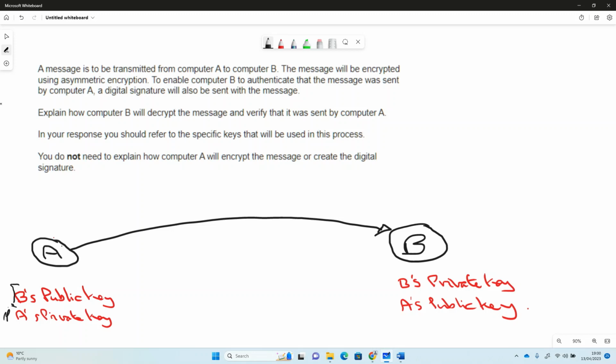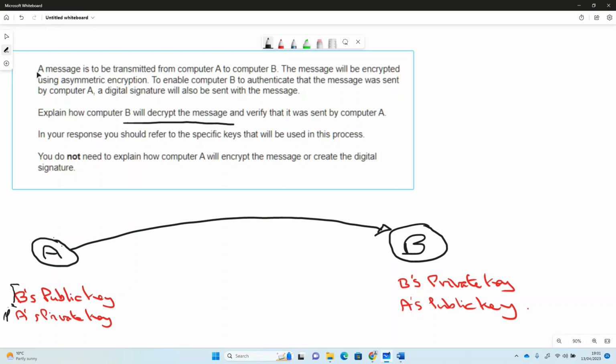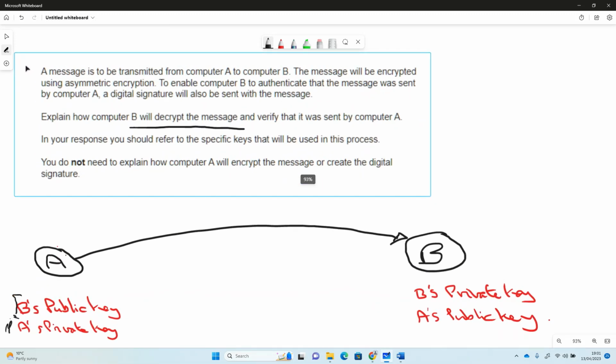So it doesn't ask you about that in this question. It talks about how B will decrypt the message and verify that it was sent by computer A. So they're talking there about creating essentially a digital signature.